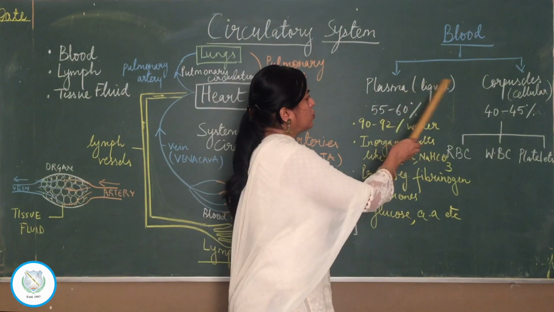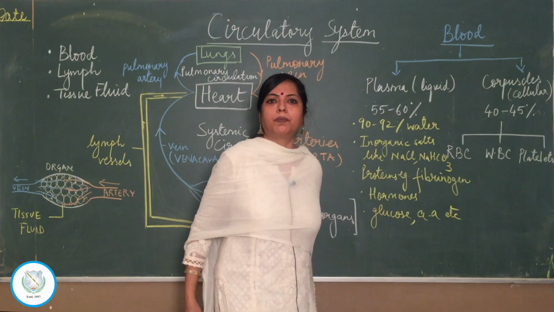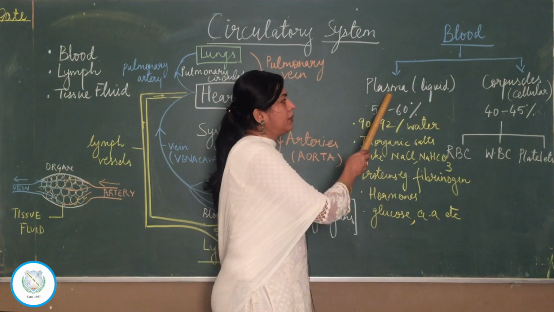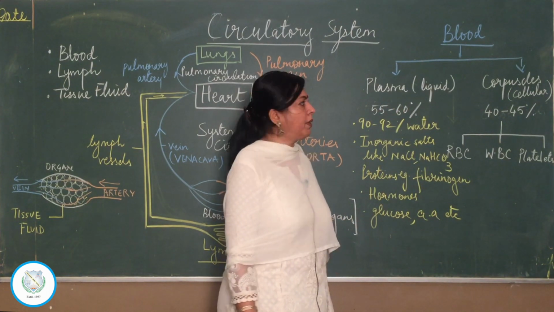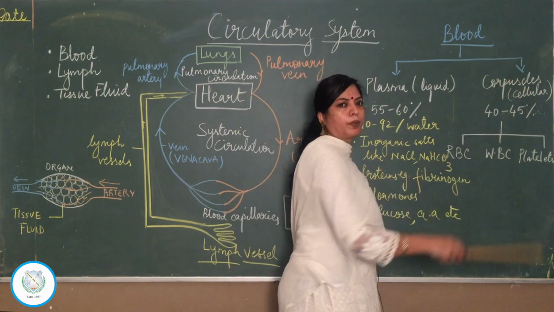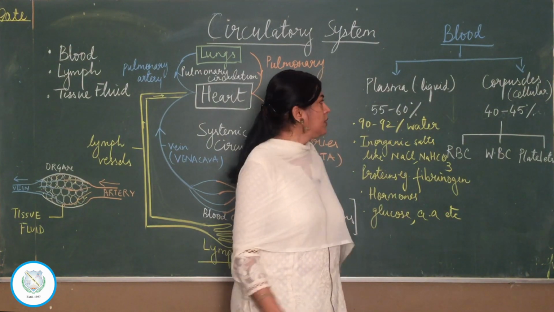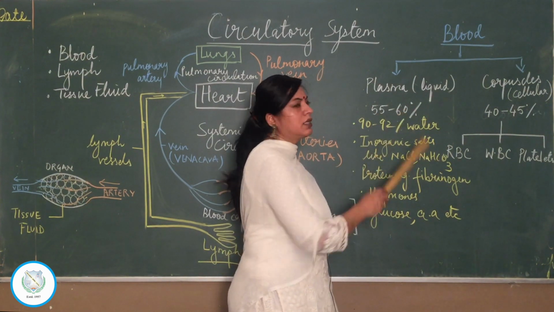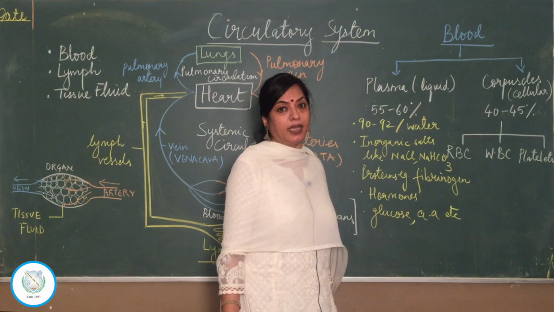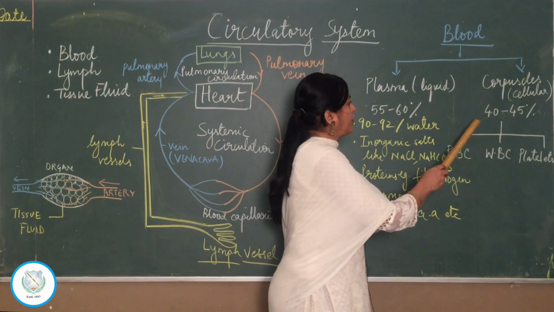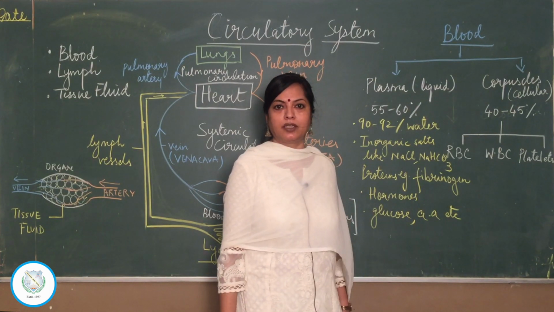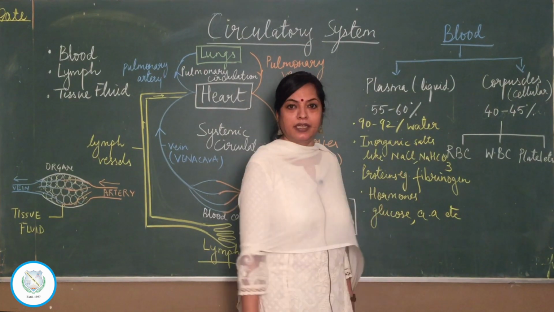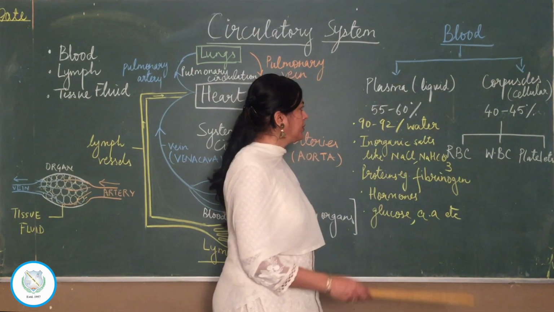Blood has two main parts. The liquid part of the blood is called the plasma, and the cellular or somewhat solid part of the blood is called the corpuscles or the cells. 55 to 60% of blood is liquid, the plasma, and 40 to 45% is the corpuscles or the cells, the cellular component of the blood.